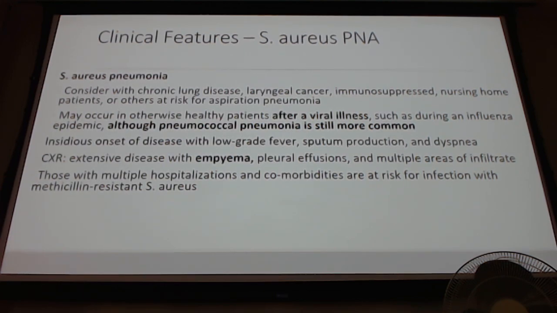It's, I don't know if it's insidious onset, but it's a milder onset. So they'll have low-grade fever, sputum production, some shortness of breath. But our chest X-ray will usually look not great. So it won't be your classic lobar pneumonia. You'll have multiple areas of infiltrate. You may have an empyema on there. And then we have to consider whether they've been hospitalized recently, had antibiotics in the last month, and any comorbidities, because we want to cover for MRSA in these patients.